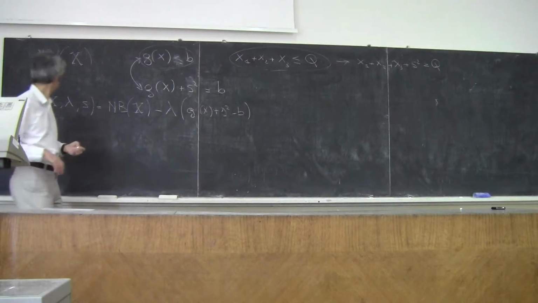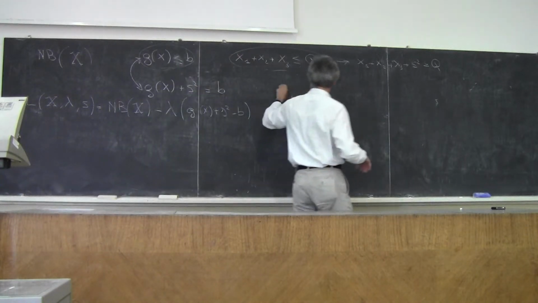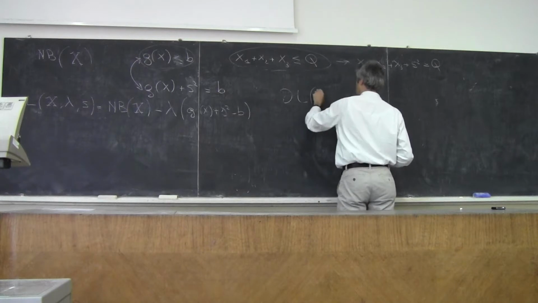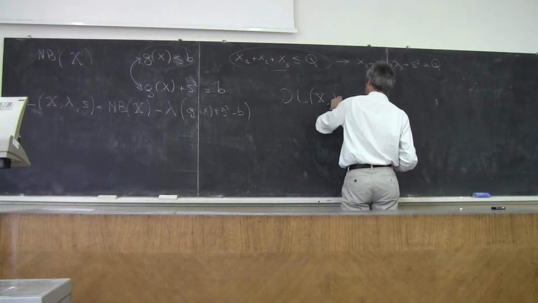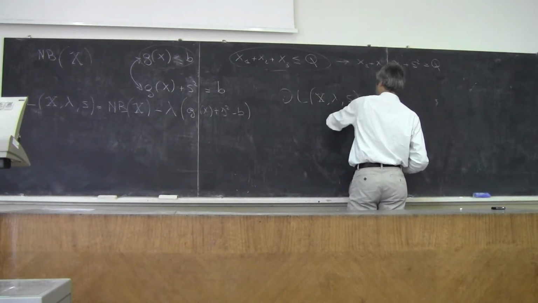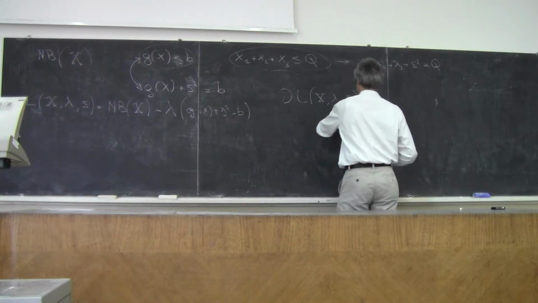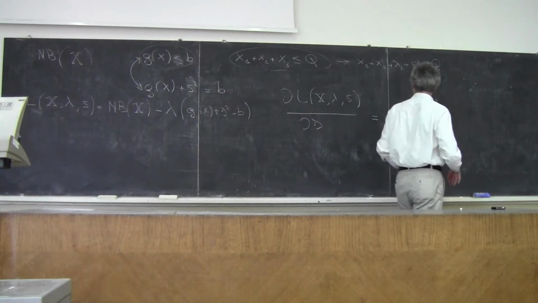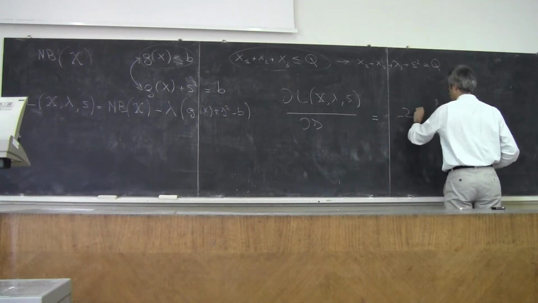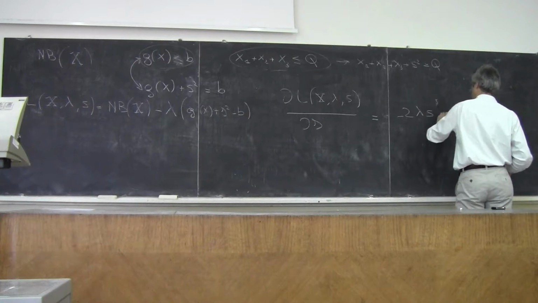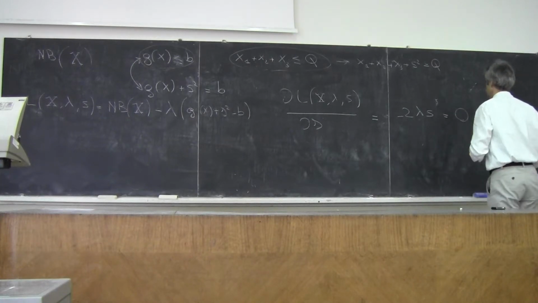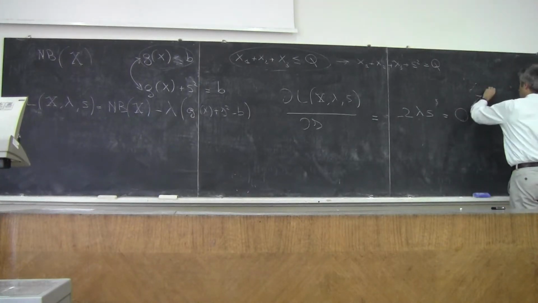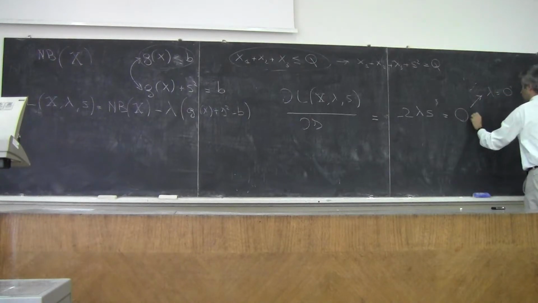which is the derivative of L(x, lambda, s) with respect to s. And this is equal to minus 2 lambda s equal to 0. Which leads to lambda equal to 0 or s equal to 0.